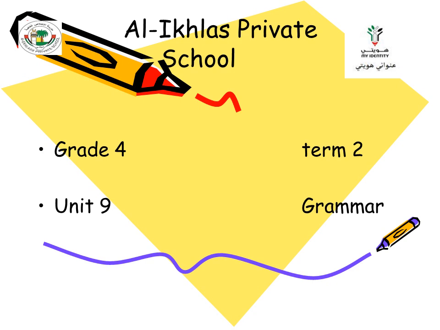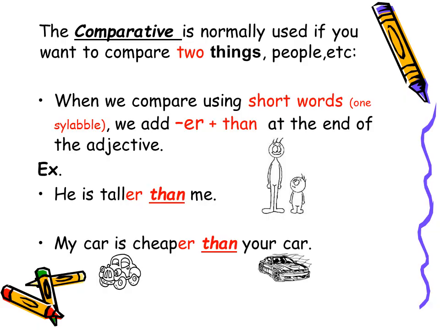Let's start with the comparative form. Comparative form is normally used if you want to compare two things, people, etc. When we compare using short words, one syllable, do you remember the meaning of one syllable?